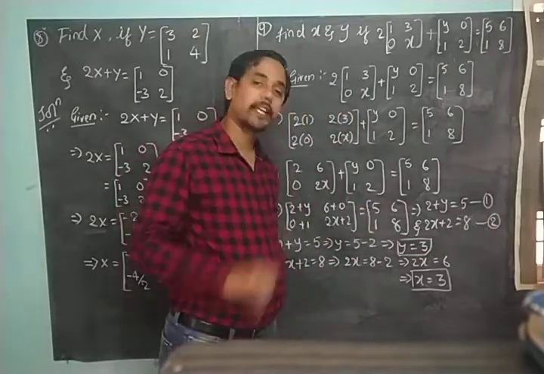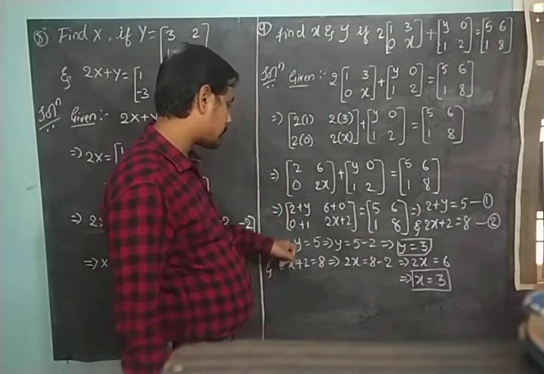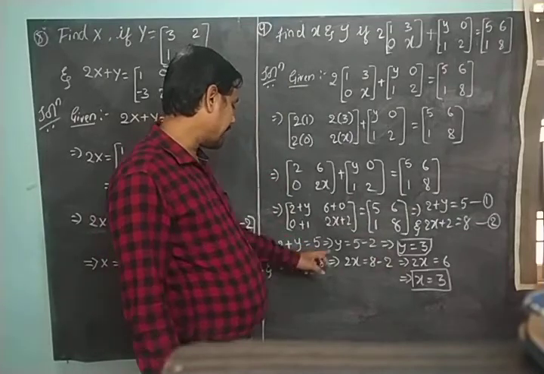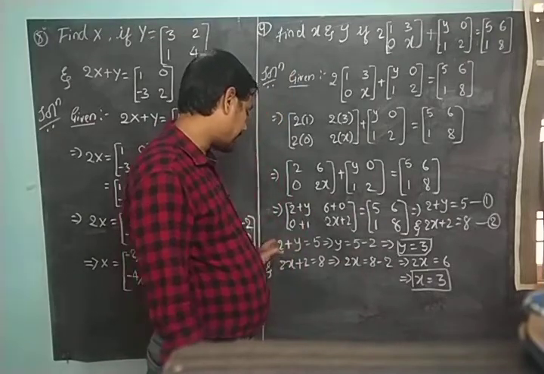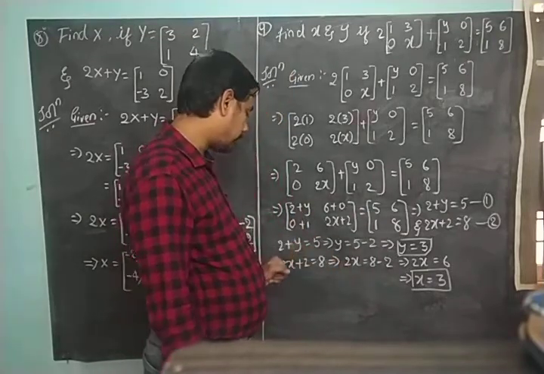So from 1 you can calculate the value of y. 2 plus y is equal to 5. What will be y? 5 minus 2, that is y is equal to 3. Shifting 2 on the other side. If you shift 2 on the other side, you will get the value of y.